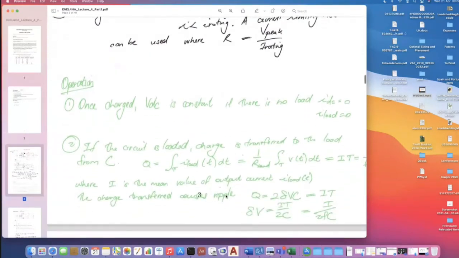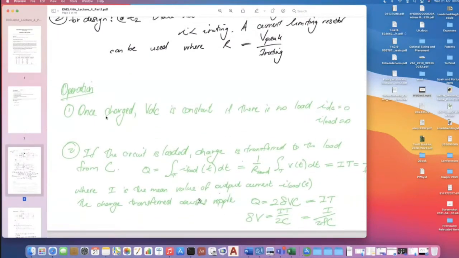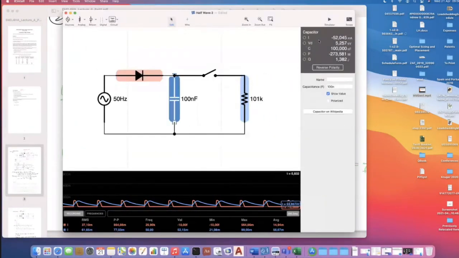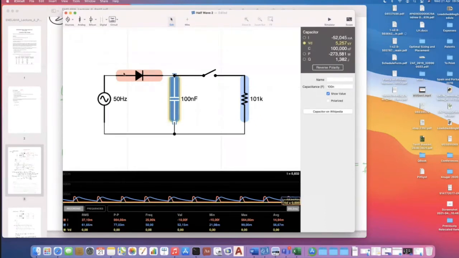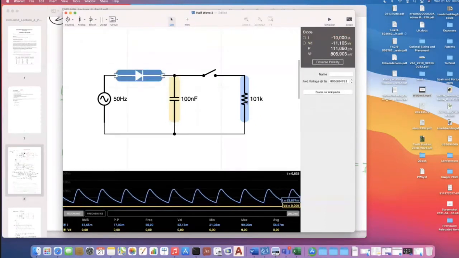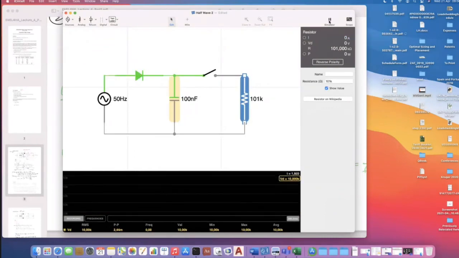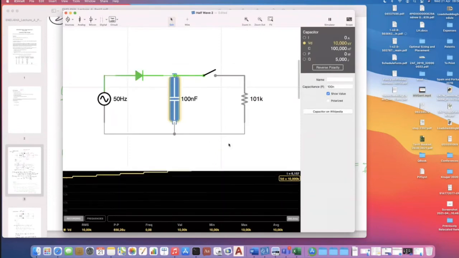There's some little notes about operation that you'll need to understand. So once charged, VDC is constant if there's no load. Again, if I open the circuit and just look at the voltage here, there it is, it's charging up.